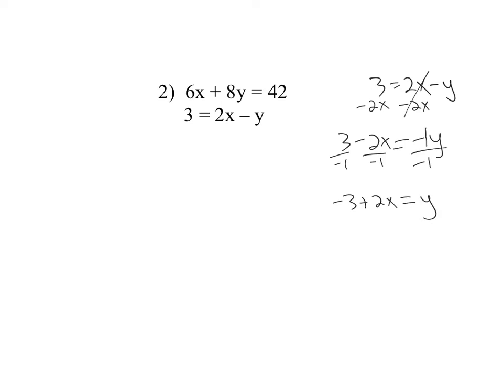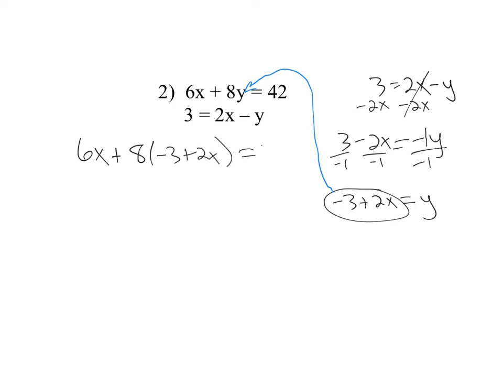So now I've completed the first step. I've gotten y by itself. So I'm going to take that expression that y is equal to, in this case negative 3 plus 2x, and substitute in for y in my opposite equation. So when I write out that first equation now, and I substitute in that expression for y, I have 6x plus 8, then in parentheses I'm going to plug in that expression negative 3 plus 2x, and then the rest of the first equation is equals 42.